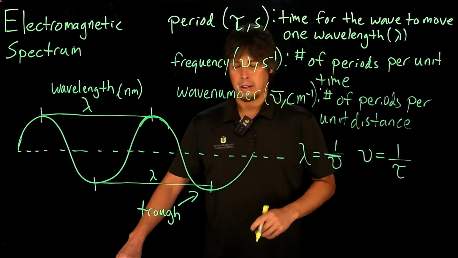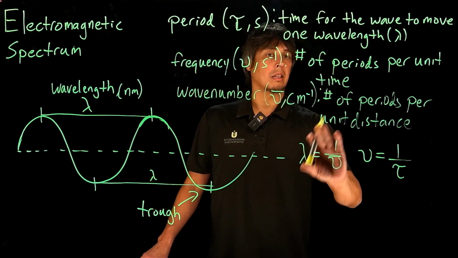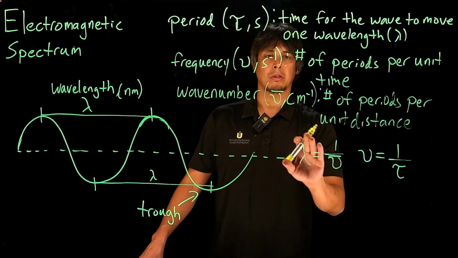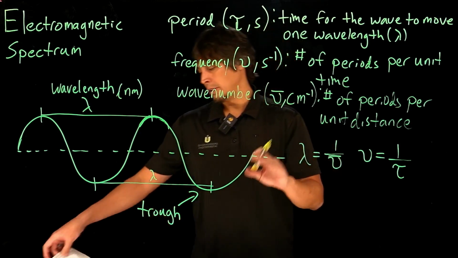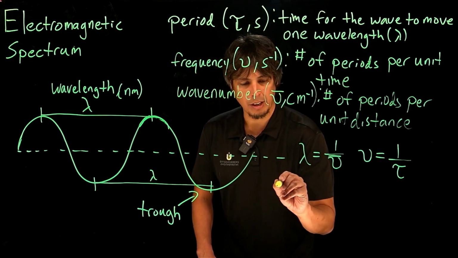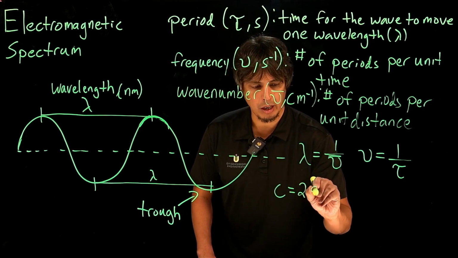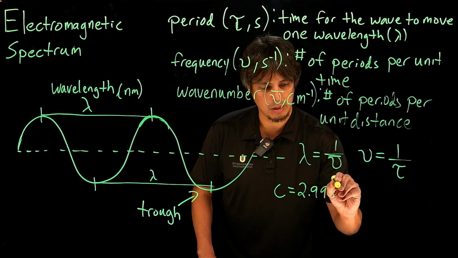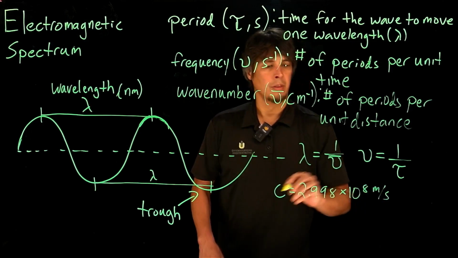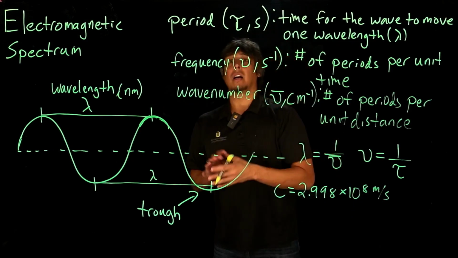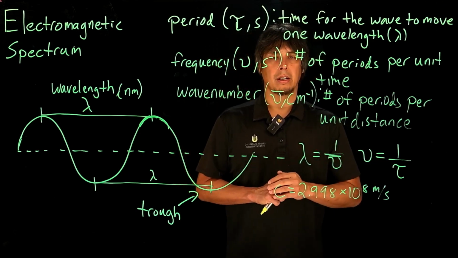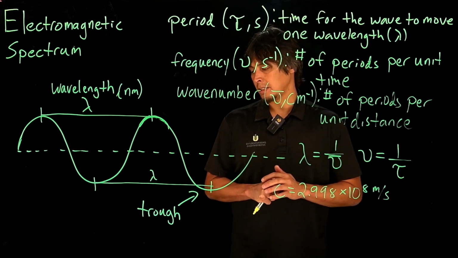All right. Now, we can also interconvert between things that have units of distance, such as wavelength, which is in nanometers, and wave numbers, which are in per centimeter, and between units of time. That's because light travels, right? We can use the speed of light, c, 2.998 times 10 to the 8th meters per second, and we can easily convert between each of these different parameters using this constant, okay?